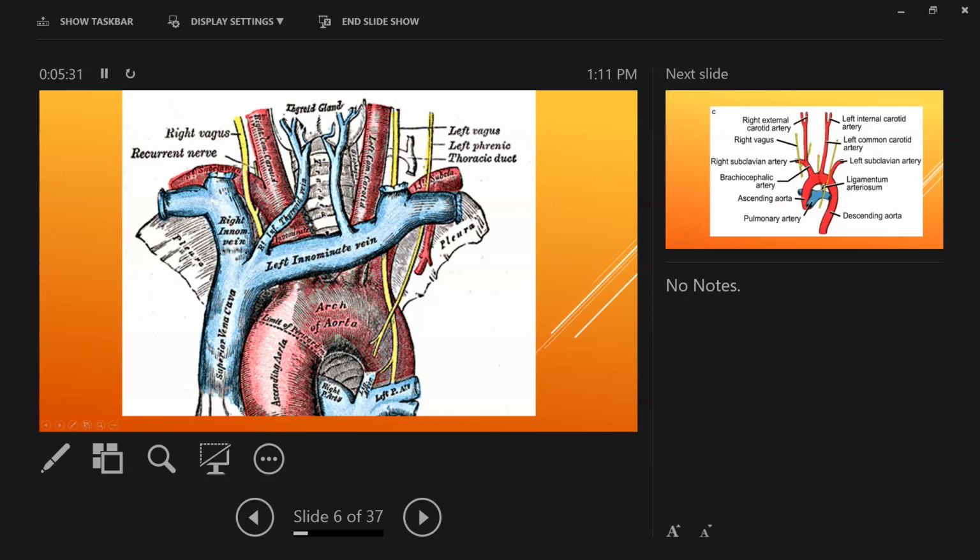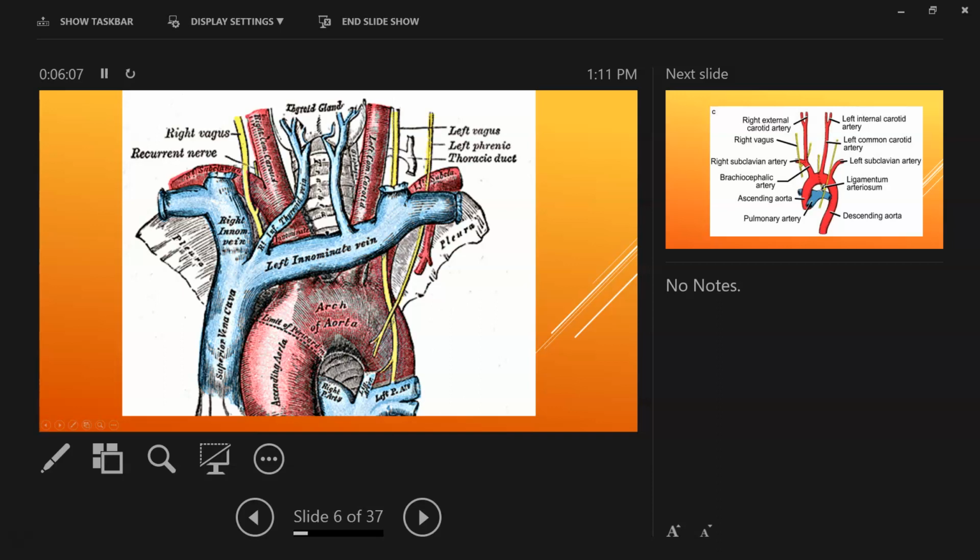So we'll see here in this diagram, this is the ascending portion here, about 5 centimeters long, and then we start here being just behind the angle of the manubrium and the sternum. The arch comes around behind, then heads back again about the level of the angle of the mandible before it starts heading down. Here is our first branch, the brachiocephalic artery, which I said then branches into the right common carotid to feed the right head and the right subclavian to feed the right arm.